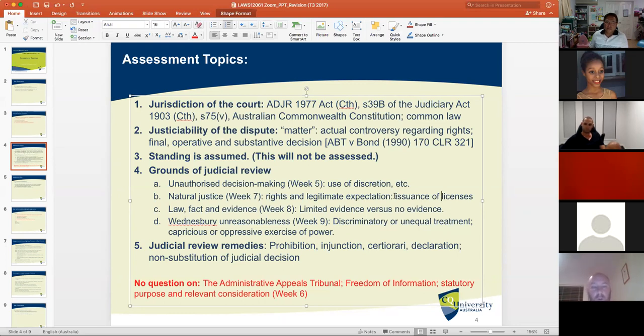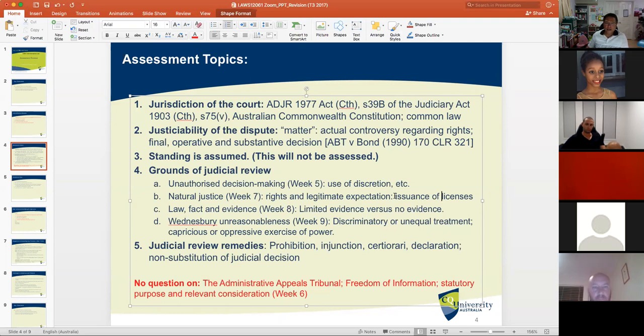Okay. Now, finally, the fourth ground of judicial review you want to examine pertains to Wednesbury unreasonableness, which, as we said, is in the ADJR Act. And the focus here will either be discriminatory or unequal treatment, or the capricious or oppressive exercise of power. So that should be easy.